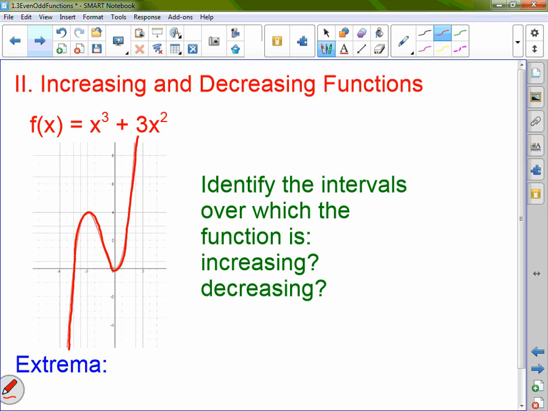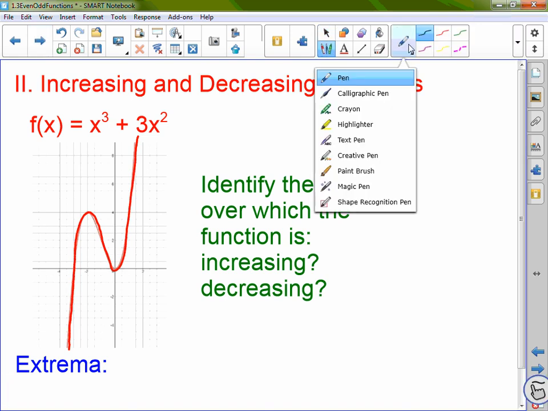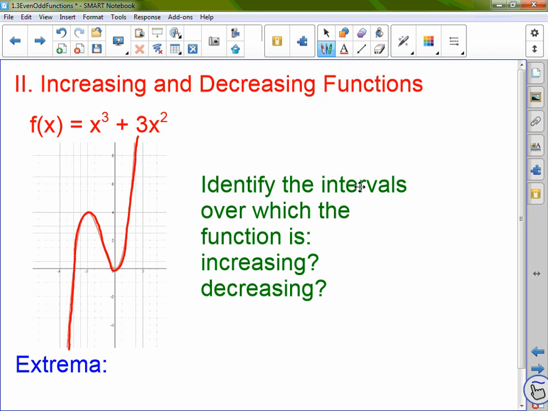So it looks like if we trace our pen from left to right, let me get out another tool so we can talk about that. If we trace from left to right, what was I just tracing? Was I going up or going down? Since we were going up, we would say that the function's increasing over that interval. Then it stops right here and starts going down. So it's increasing, then decreasing, and then from here on, it's increasing again.